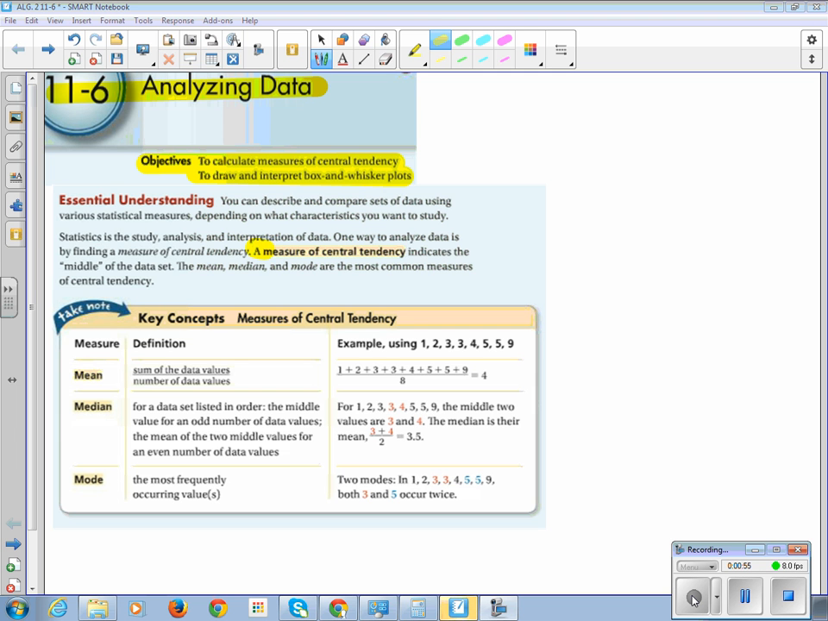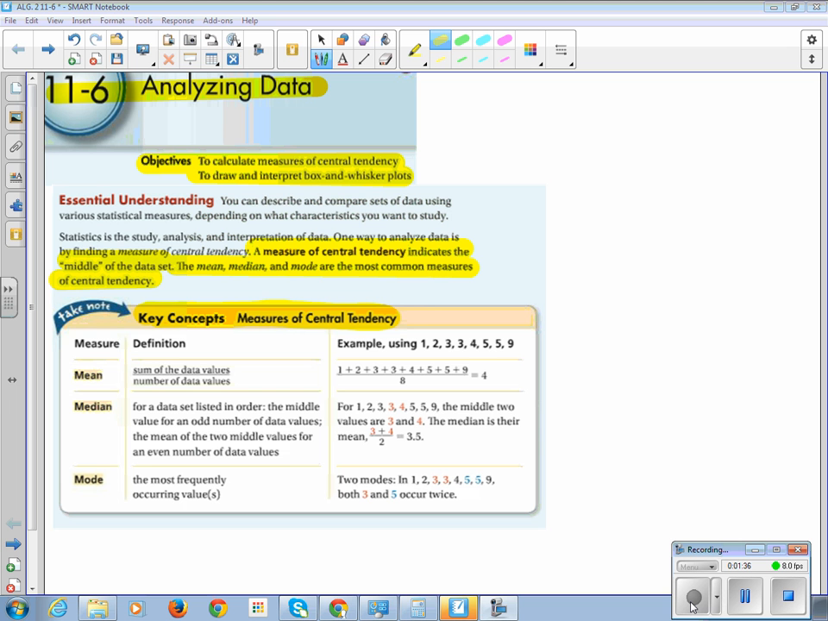So I want you guys to make sure you write down: a measure of central tendency indicates the middle of the data set. The mean, median, and mode are the most common measures of central tendency. So make sure you guys write down each of these key concepts. I know it's a topic we've been studying for a long time, but it never hurts to have it written down and ready. So the mean is the sum of the data values divided by the number of data values.